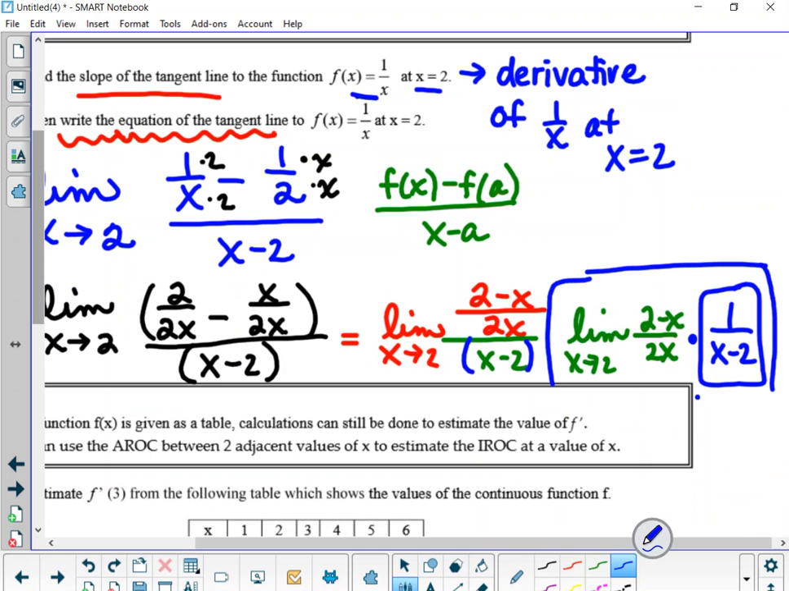Now when I get to that limit, remember, all of these algebra tricks ultimately lead to me hopefully being able to divide something away. x minus 2 and 2 minus x leave me a negative 1. My value is negative 1/4.